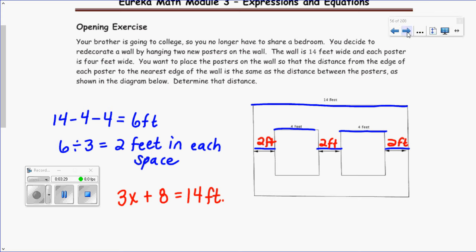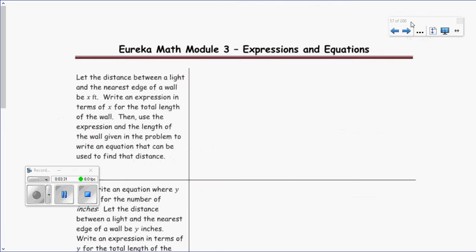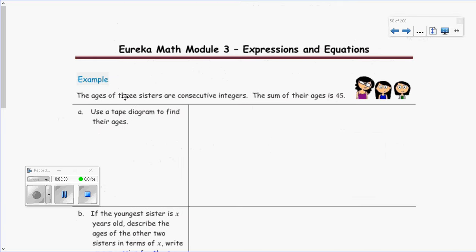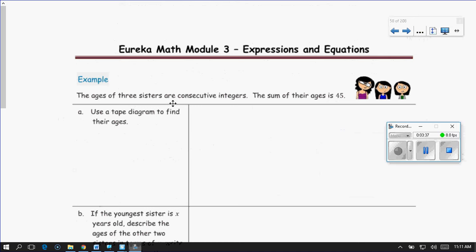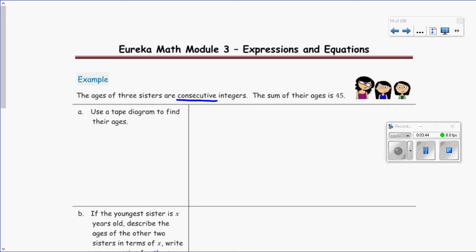We're going to talk about another word problem, and this one is about the ages of 3 sisters. So you can imagine 3 sisters, and their ages are consecutive integers. That word consecutive always tricks kids up. You have to know what it means, really. You cannot get it right if you don't know what consecutive means. So consecutive means in a row.